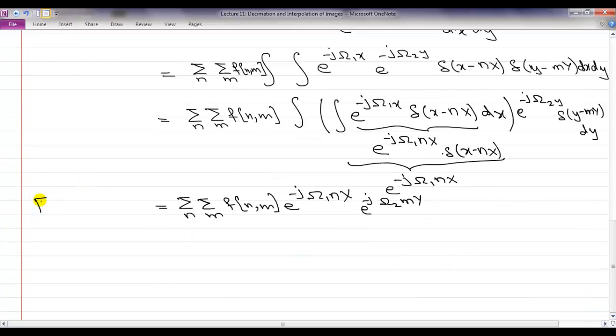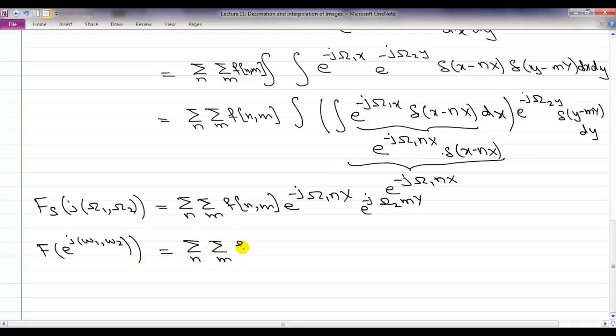So this is my Fourier transform of the signal that I obtained by multiplying this Dirac comb with my original signal, F_s(j omega 1, omega 2). Okay. And now let's remind ourselves of the formula for the discrete sequence Fourier transform we had, F(omega 1, omega 2). That is given by the sum over n, m of f[n,m] e to the minus j little omega 1 n e to the minus j little omega 2 m.